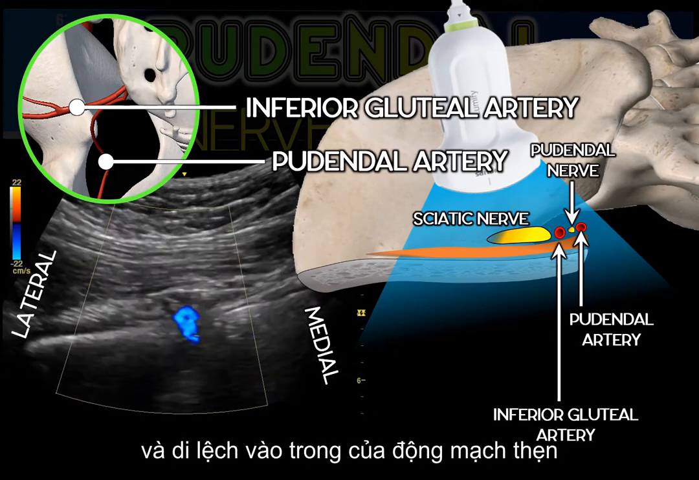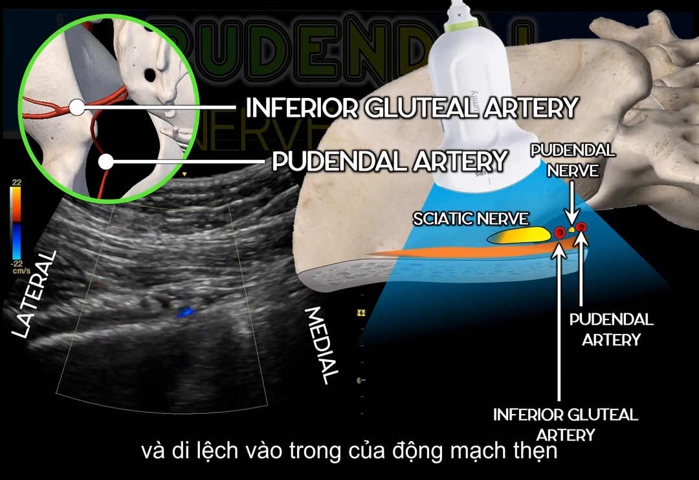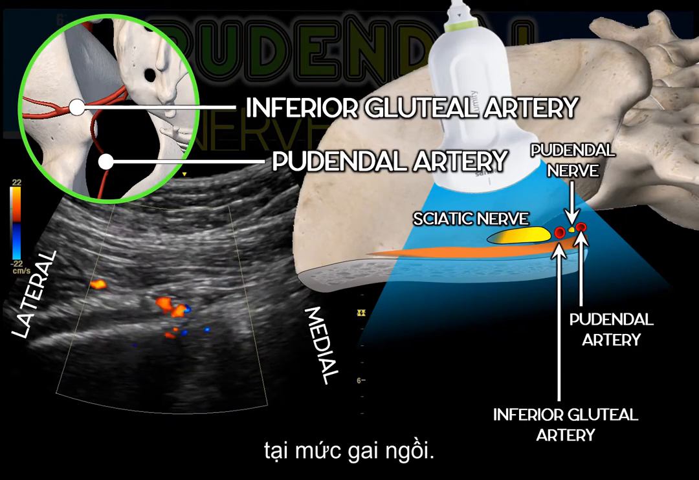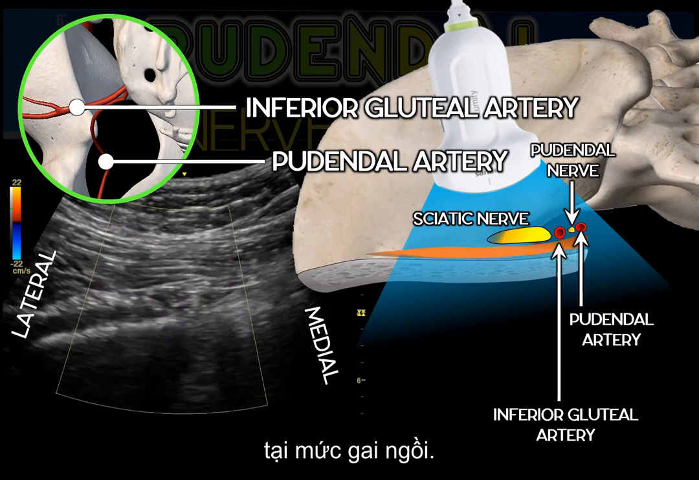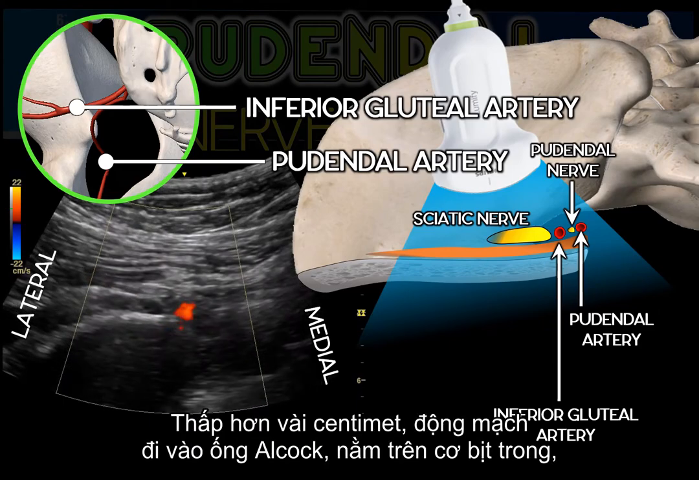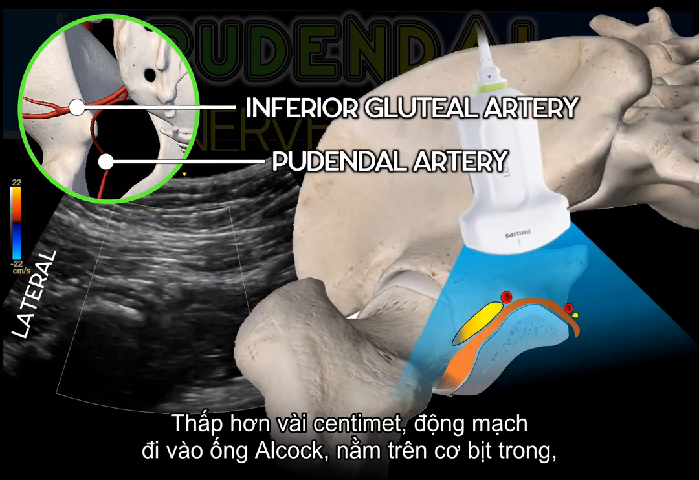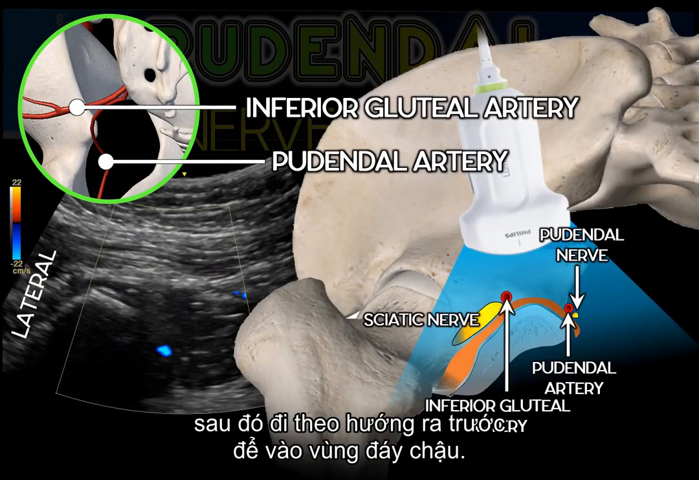By moving the transducer in the caudal direction, we will observe the separation of the pudendal artery in the medial direction at the level of the ischial spine. A few centimeters below, the artery enters Alcock's canal over the obturator internus muscle, taking an anterior course to reach the perineum.